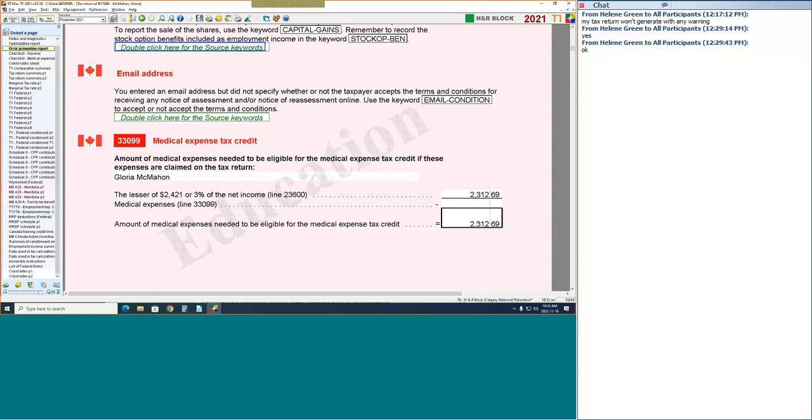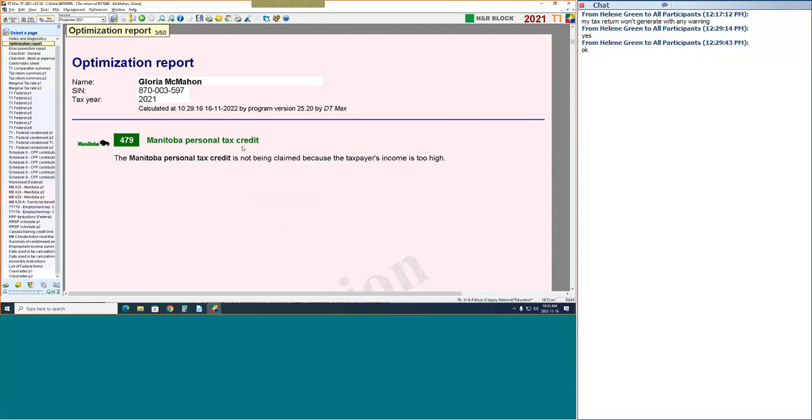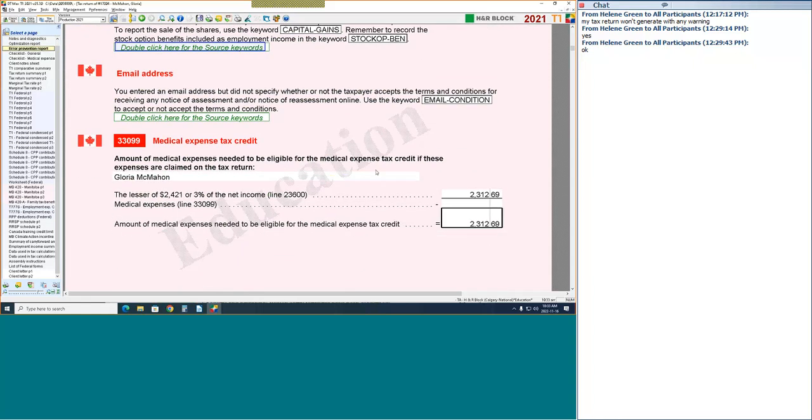Notes and diagnostics, again, first place is it going to e-file? Have I made a big mistake? Then you go optimization report. If you think there's something that can be split between people, what options do we have? And then error prevention report is going to give me some additional information which will help me make good decisions for the tax return. Right. So that's the first place that we're going to find information that's going to help us in terms of making sure we have the right information for our clients and that we haven't made errors that we haven't addressed.